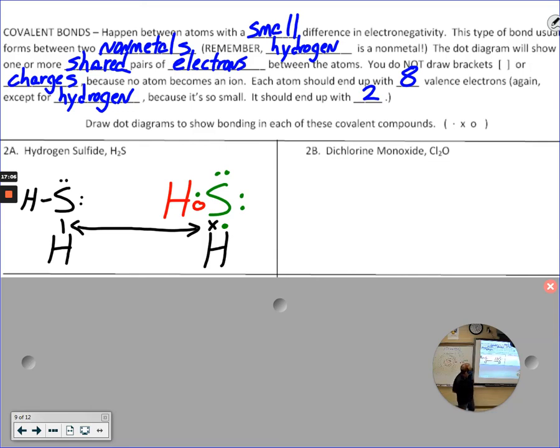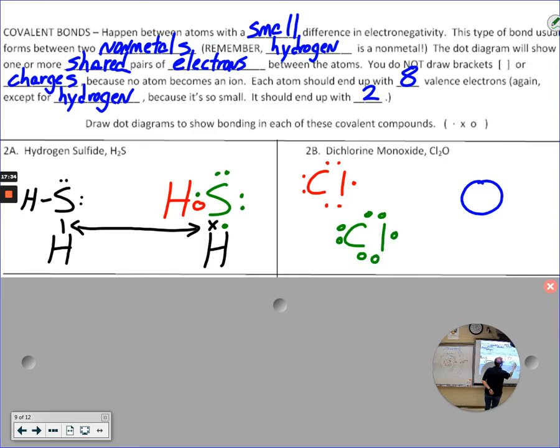All right, let's look at dichlorine monoxide, Cl2O. I'm going to do the same thing. I've got an atom of chlorine, another atom of chlorine, and an atom of oxygen. Chlorine, we already have seen, has 7 valence electrons. So pair, pair, pair, single. Pair, pair, pair, single. Oxygen has how many? It has 6. Pair, pair, single, single.